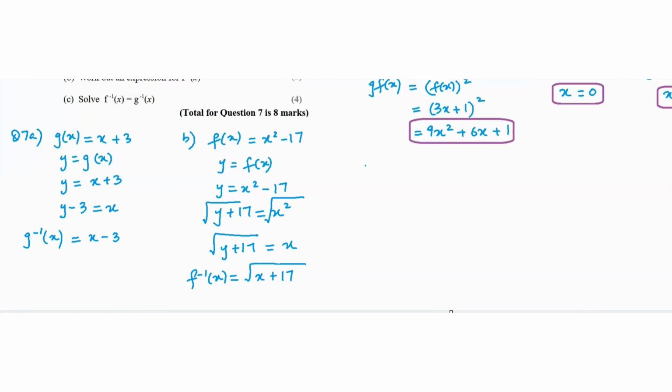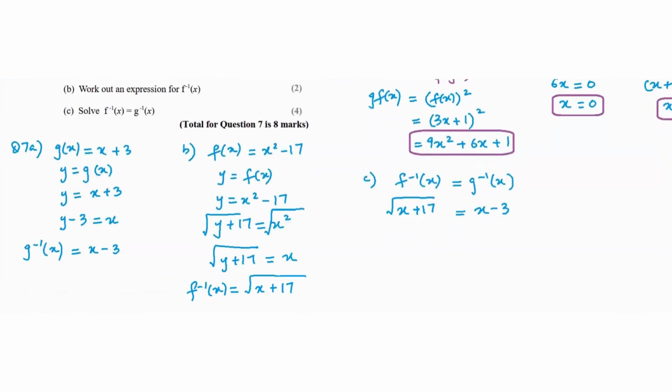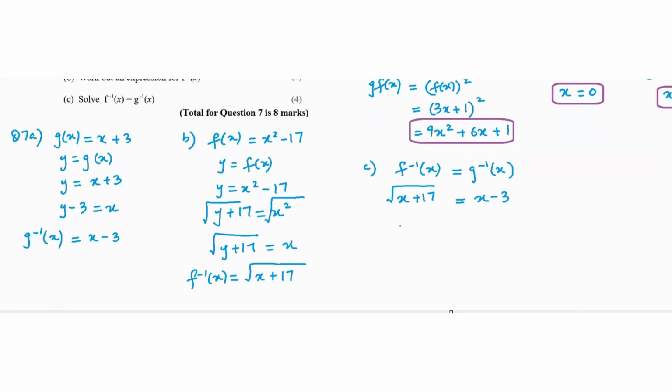Now for part C, they want us to solve both the functions equal to each other for the inverse. So it's going to be f inverse x equals g inverse x, which is square root of x plus 17 equal to x minus 3. So to get rid of the square root, we will square both sides. So that will give us x plus 17 equal to x minus 3 whole square.